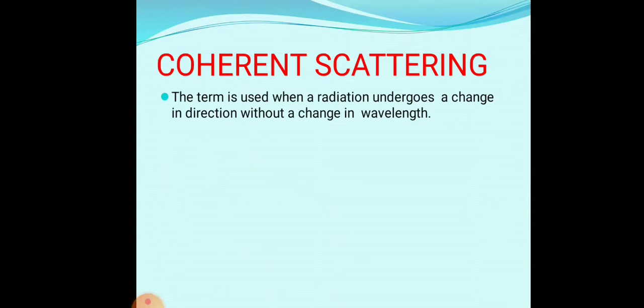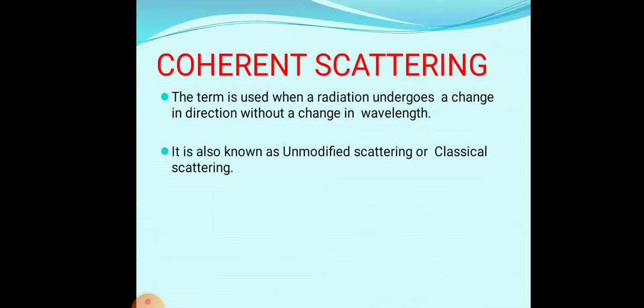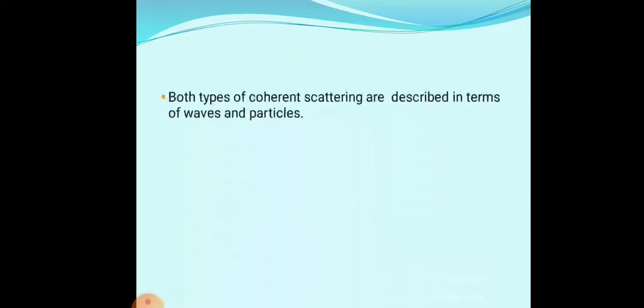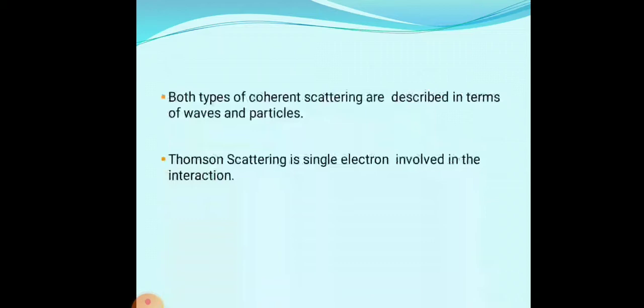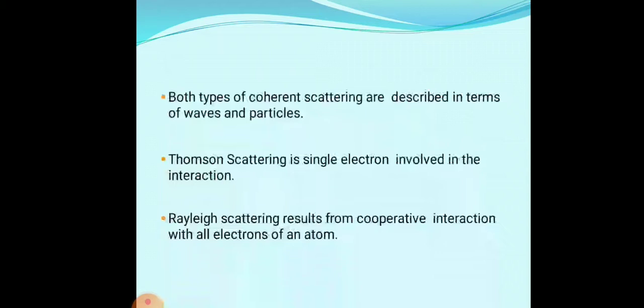Now going to see the coherent scattering. The term is used when the radiation undergoes a change in direction without a change in wavelength. Change in direction but without change in wavelength. It is also called unmodified scattering or classical scattering. Further, it is classified into two different types. The first one is Thomson scattering, and the second one is Rayleigh scattering. Both types of coherent scattering are described in terms of waves and particles. In Thomson scattering, a single electron is involved in the interaction. Rayleigh scattering results from cooperative interaction with all the electrons of the atom.